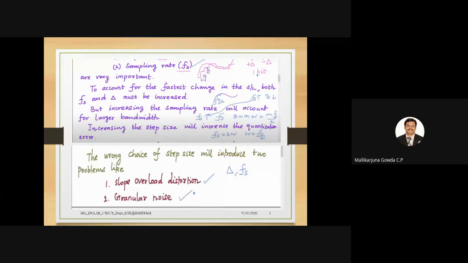Is this point clear? But I said if I increase the sampling frequency, what is the problem? The problem is that I need to spare more bandwidth. If I increase the step size, what is the problem? The problem is quantization error. So that is why the choice of step size leads to the two errors I mentioned: slope overload distortion and granular noise. So selection of step size and sampling frequency are important here.